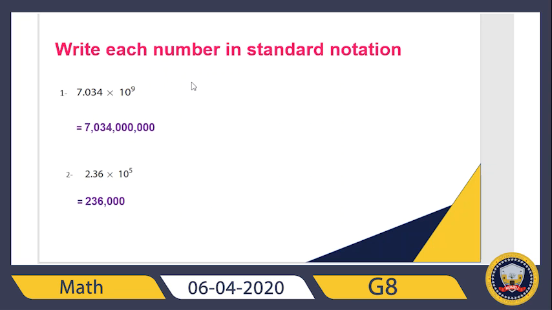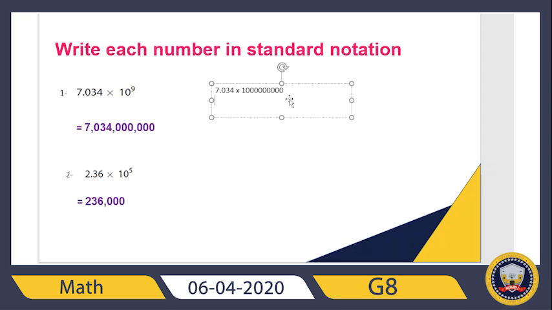Where do I put these 6 more steps? I will put zeros instead of them. Let me explain it again. Here I have 7.034 times 10 power 9. 10 power 9 means I multiplied 10 by itself 9 times. How many zeros? 9 zeros: 1 2 3 4 5 6 7 8 9. 10 to the power of 9 is 1 and next to it 9 zeros, because I multiplied the number 10 by itself 9 times.